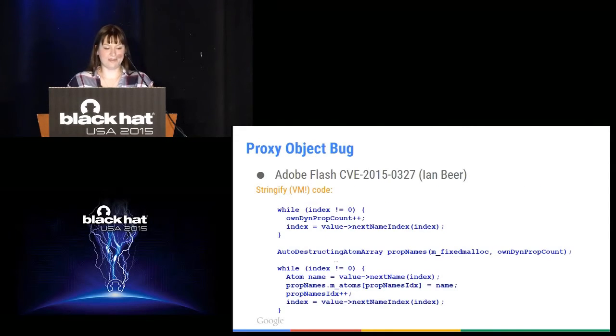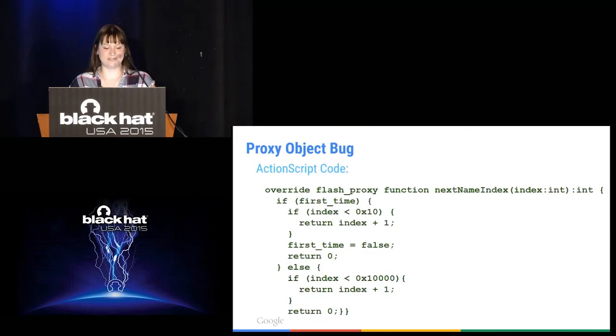So I've got an example of a bug in Flash here. This was found by Ian Beer, and it was actually in the open source components of Flash. So I have the VM code. Starting with the VM code of this stringify function, what it does is it takes an object in ActionScript and enumerates over it to figure out how many fields it has, how many properties it has. Then it allocates an array based on that number of properties, and then it enumerates again and copies them into the array. But what it doesn't account for is what if this is a proxy object?